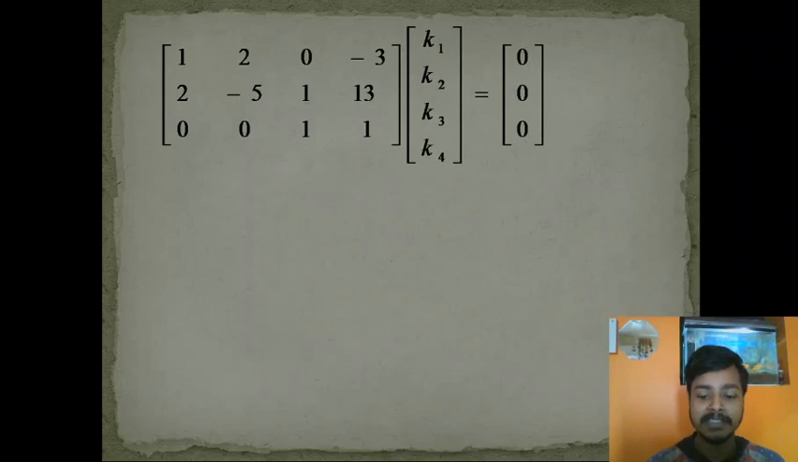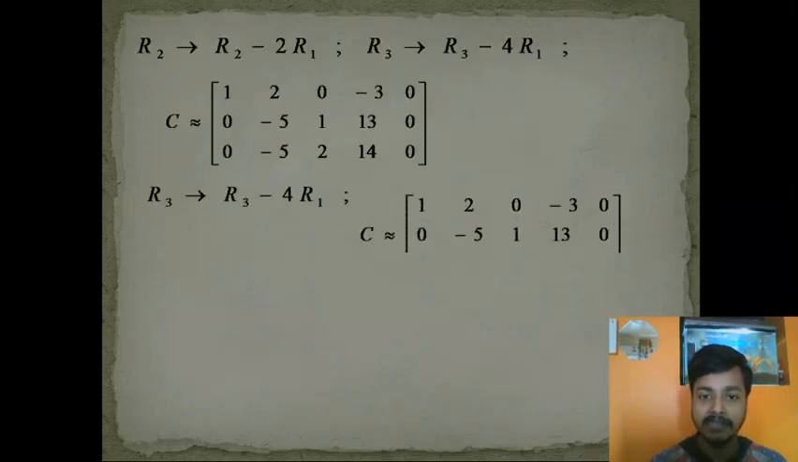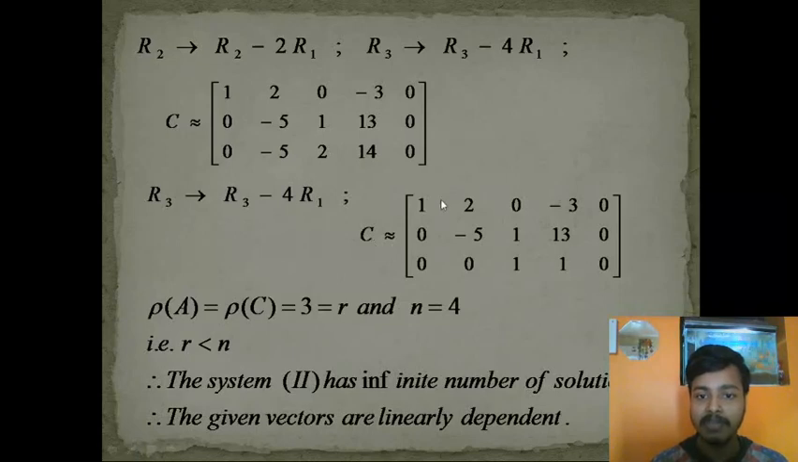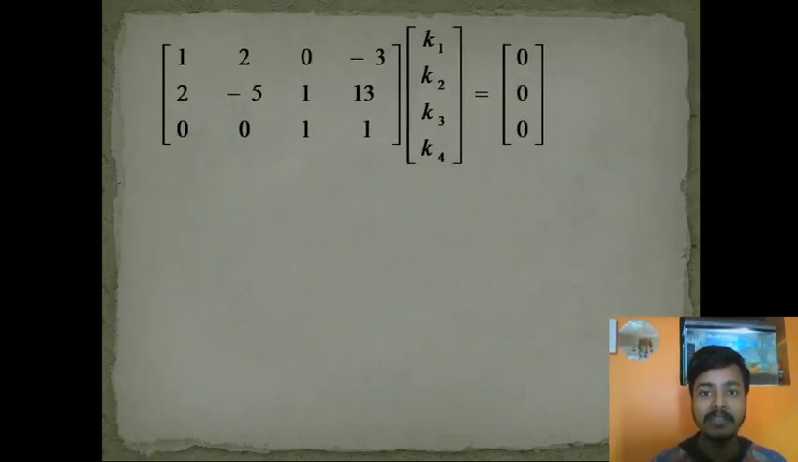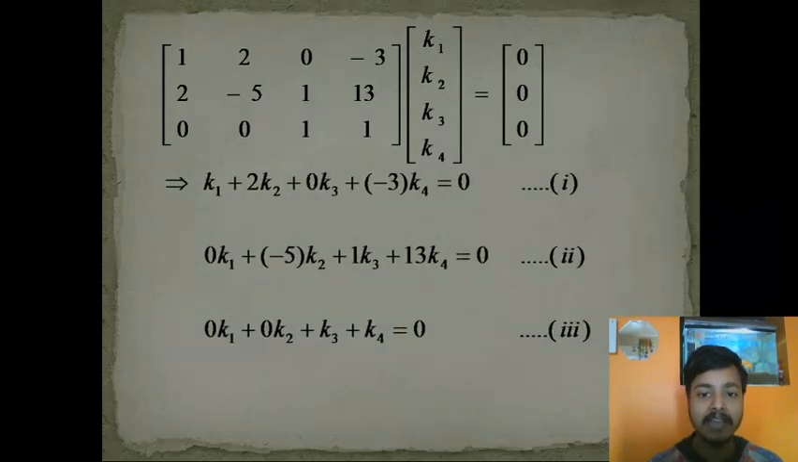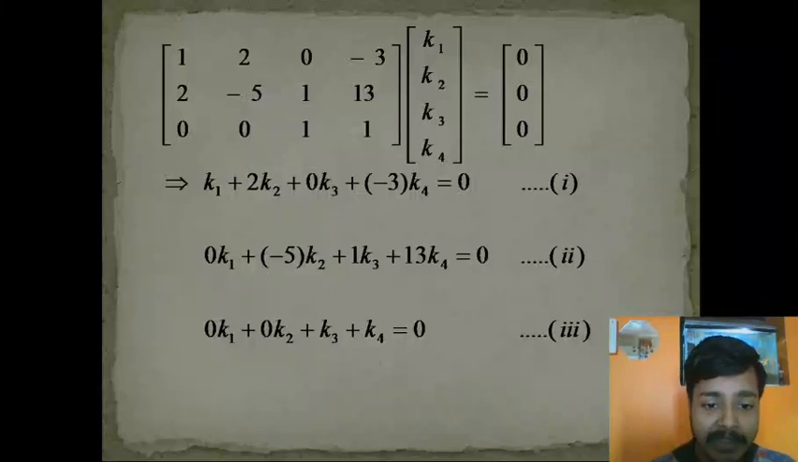Whatever we have found out here, you have to put this equation in the matrix form Ax equal to b. So we have the matrix after row transformation, and now you have to solve this. So we have 3 equations and 4 unknowns.